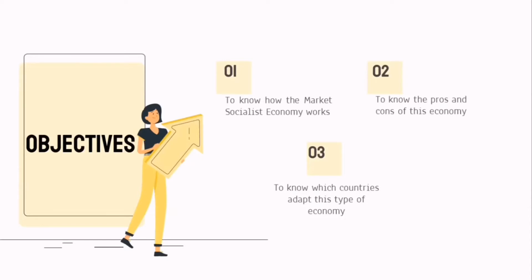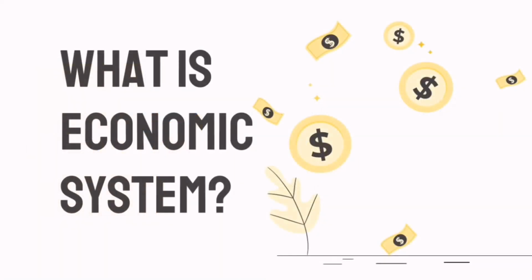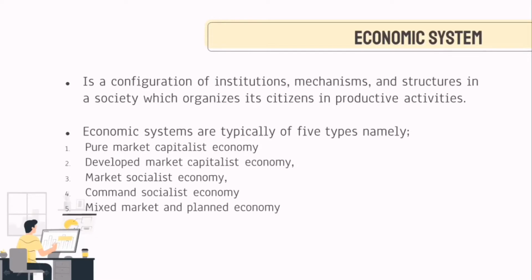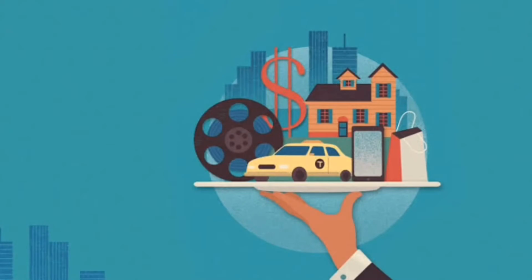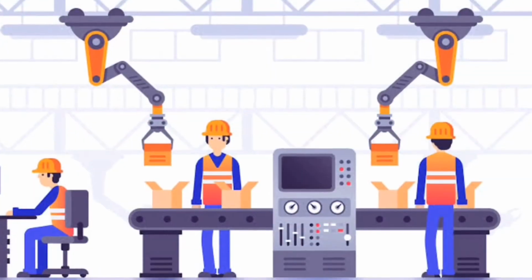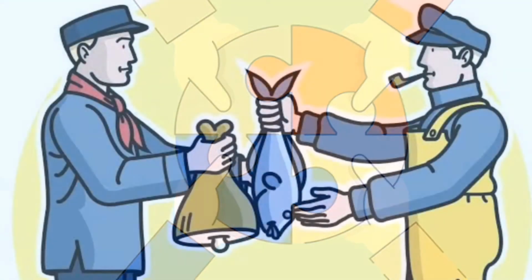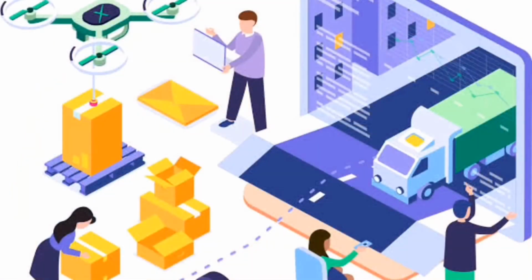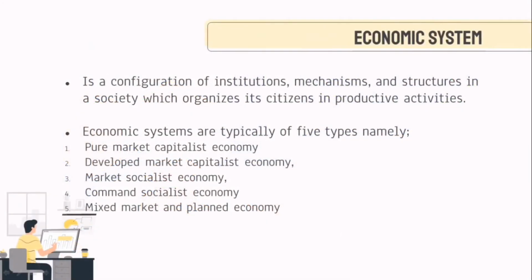But before we begin discussing what it is about, let us first understand the word economic system. From the word itself, an economic system is a configuration of institutions, mechanisms, and structures in a society which organizes its citizens in productive activities. To put this simply, an economic system is a man-made and malleable system to regulate the production, resource allocation, exchange, and distribution of goods and services in a society. The way scarce resources get distributed within an economy determines the type of economic system.